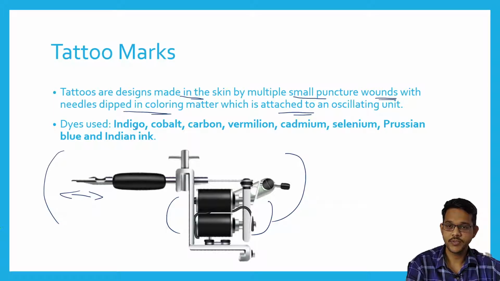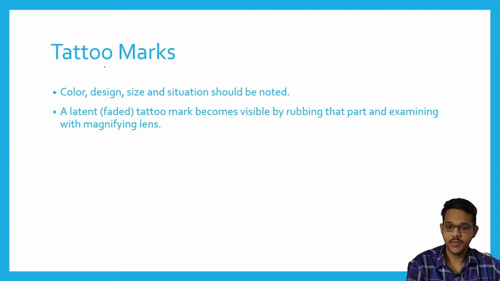Dyes usually used for making tattoo marks include indigo, cobalt, carbon, vermilion, cadmium, selenium, Persian blue, and Indian ink. For identification, we should note down the color, design, size, and situation where the tattoo marks are present. Tattoo marks vary in color. Sometimes they are usually green in color. They can also be of different colors based on the dyes used.